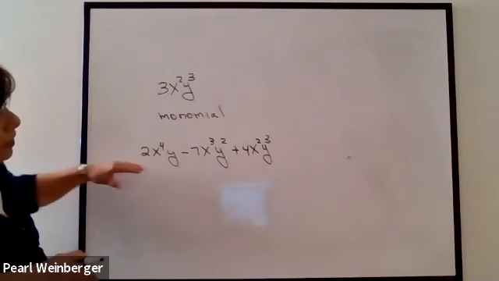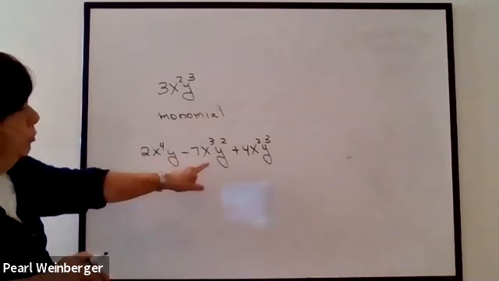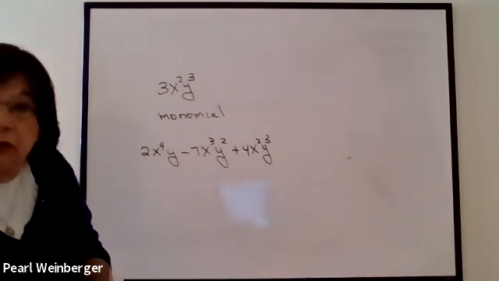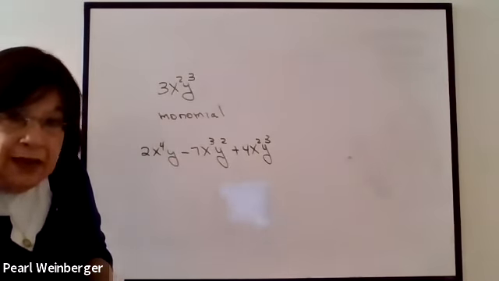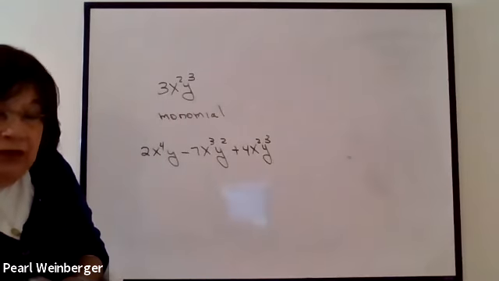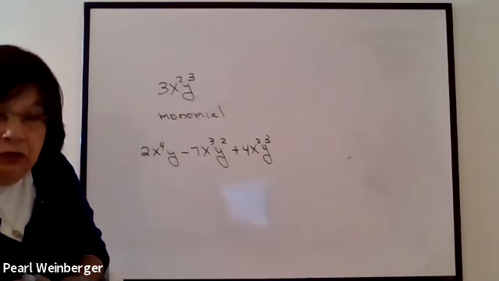In this case, nothing could be combined. We're left with 3 terms. When you have 3 terms, it's called a trinomial. That's a special name for a polynomial that has 3 terms.